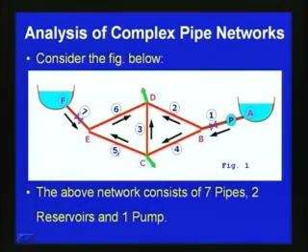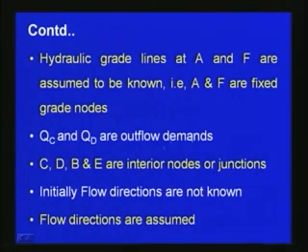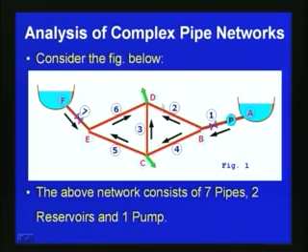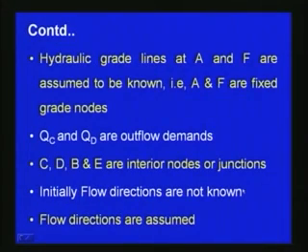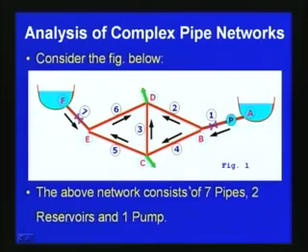And then here this system is considered, from C and D the flow is going out. So, the discharges QC and QD are outflow demands, and C, D, B and E are interior nodes or junctions. So, we have 4 interior nodes or junctions, and initially, as we discussed, the flow directions are not known. So, we can assume the flow directions.